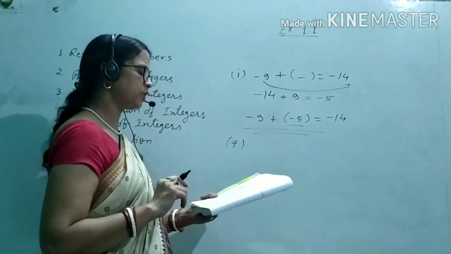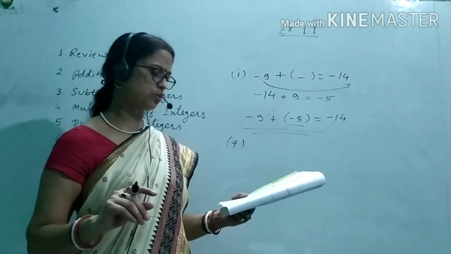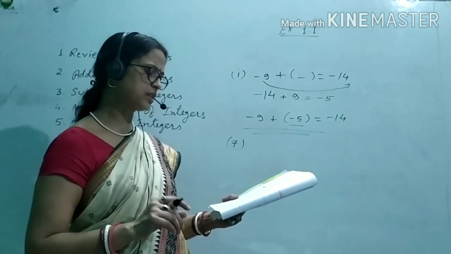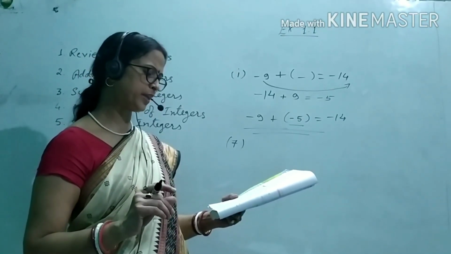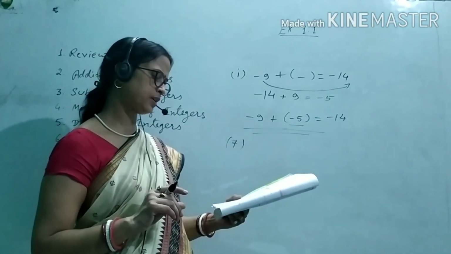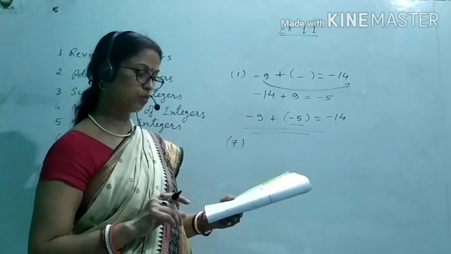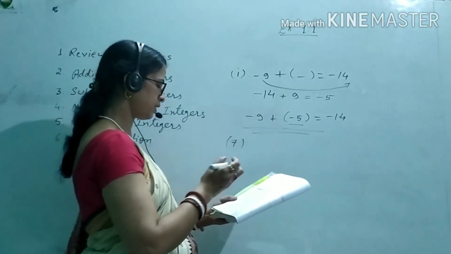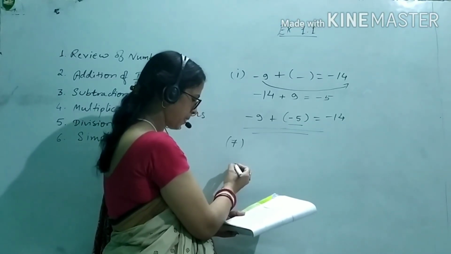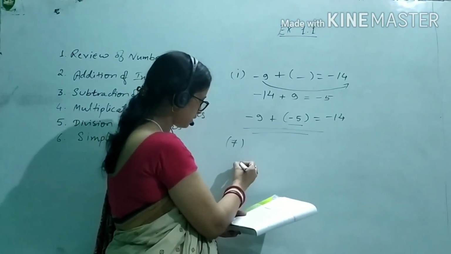Children, here you have to insert the symbol that is greater than, equals to, or less than. First you have to solve the given questions, and then write the appropriate symbol in the boxes and comment whether the statements are true or not. Okay, the third one I am going to discuss.